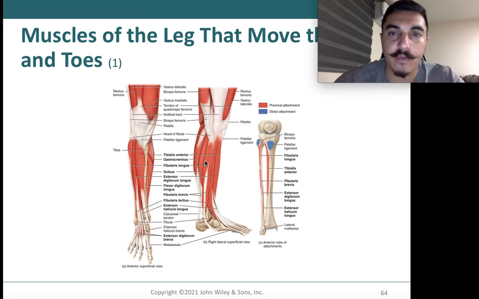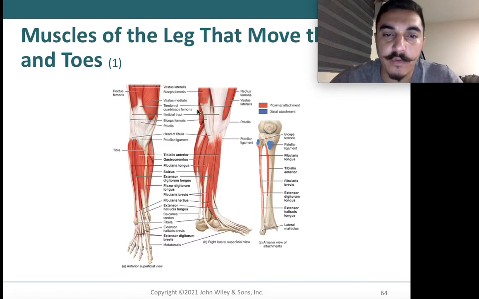And then we have our muscles of the leg that move the toes. Famous one, the gastrocnemius, right? We have our tibialis anterior, so in the front. All right, so we see our fibula, our tibia. So we have our tibialis anterior, fibularis longus, so the long one connecting to our fibula, extensor digitorum longus, so the long one connecting to our digits.